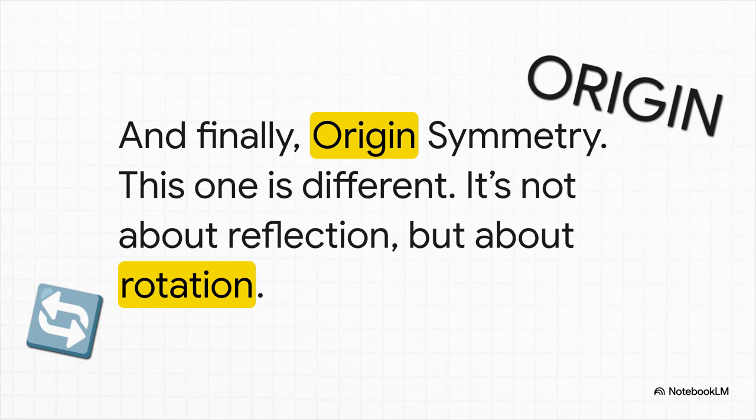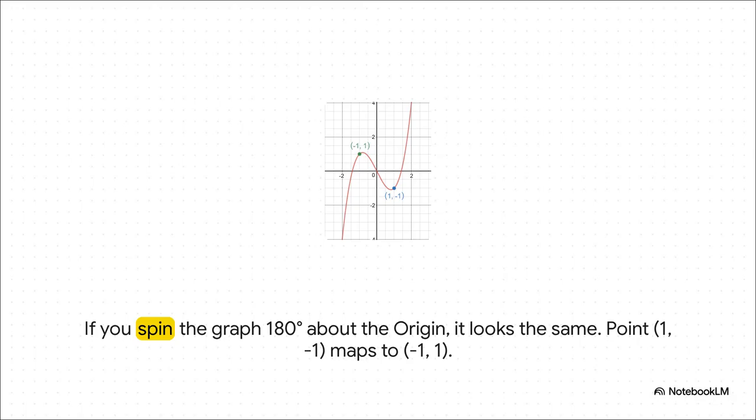And now for the last one, origin symmetry. This one's a little different, you know? It's not about a reflection or a mirror, it's all about rotation. A graph has origin symmetry if you can stick a pin in the center, the origin, and spin the whole thing 180 degrees, a complete half turn, and it lands right back where it started. It means if you've got a point like (1, -1), its partner on the total opposite side, (-1, 1), also has to be on the graph. Both the x and the y coordinates flip their signs.